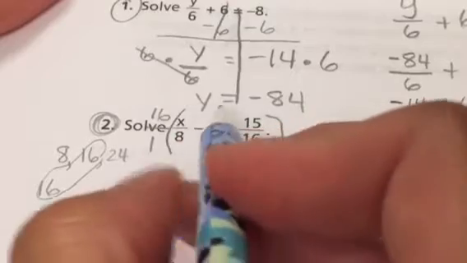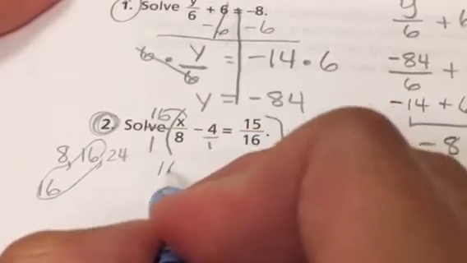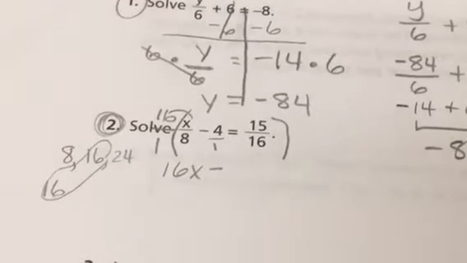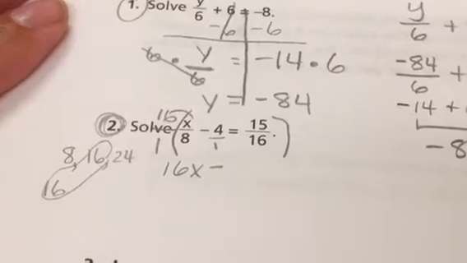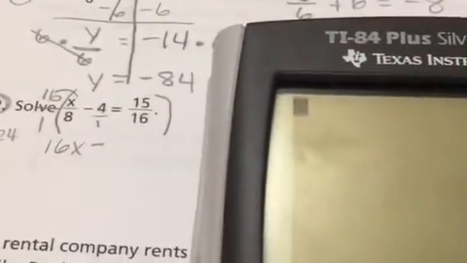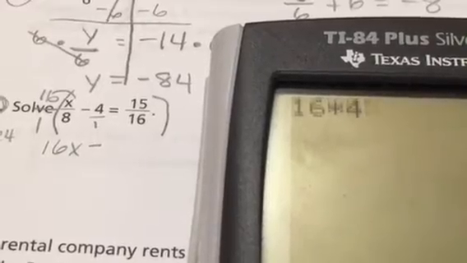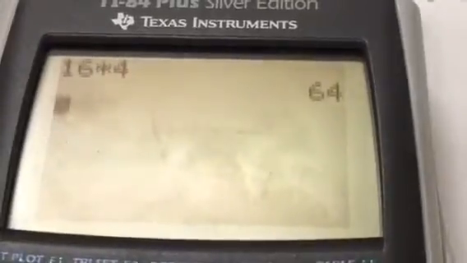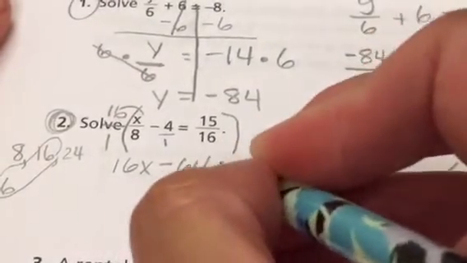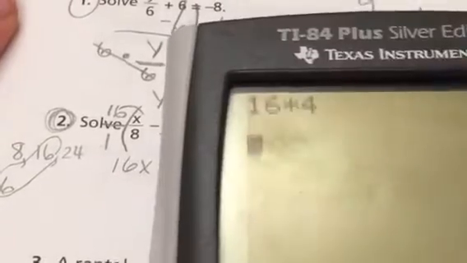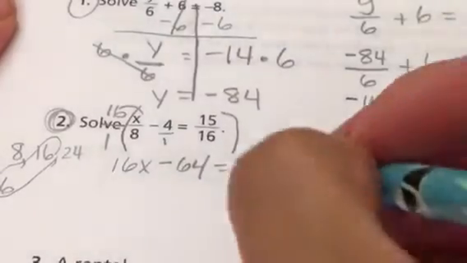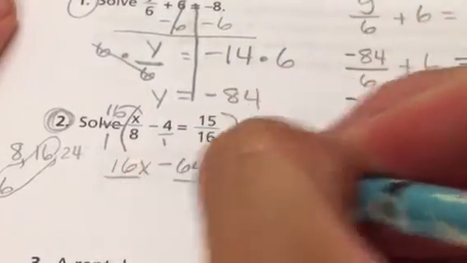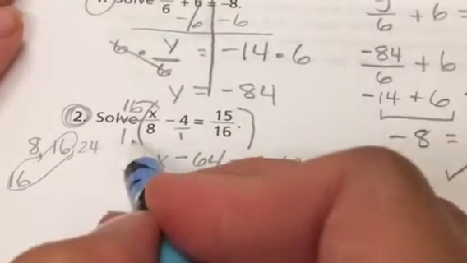So we're going to multiply all the numerators by 16. So I would have 16x minus, on your calculator, you can type in 16 times 4. Put that over here, 16 times 4 would be 64 equals, now we're going to do 16 times 15 and we get 240. Now I'm going to go through and multiply 1 by all the denominators.